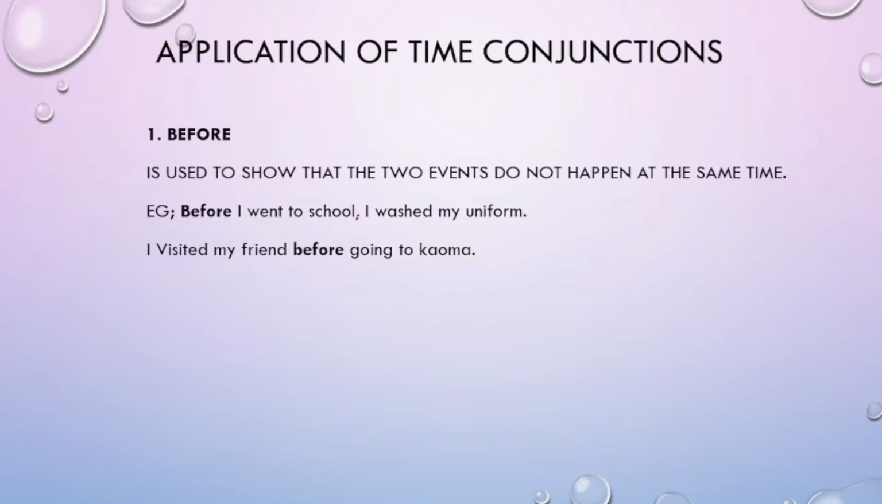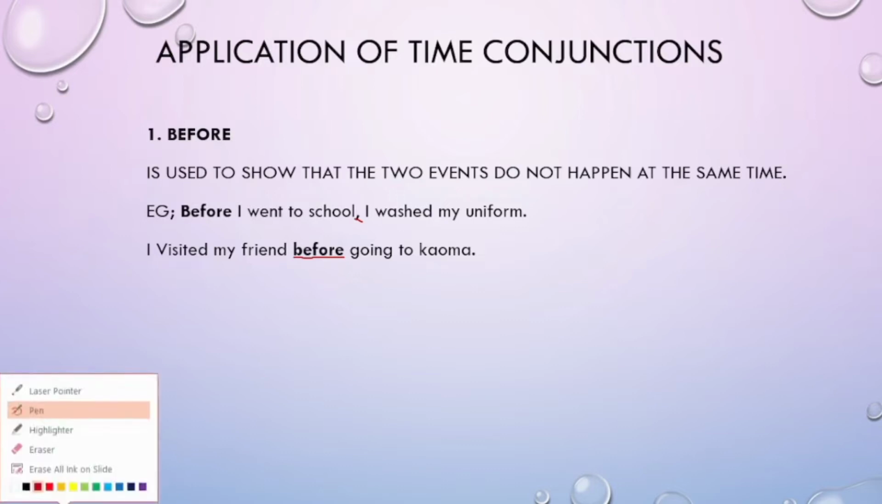That's why we had to put a what? A comma here. Now, when you use a time conjunction word inside a sentence like this, then you are not supposed to put a what? A comma. I hope we are together here.